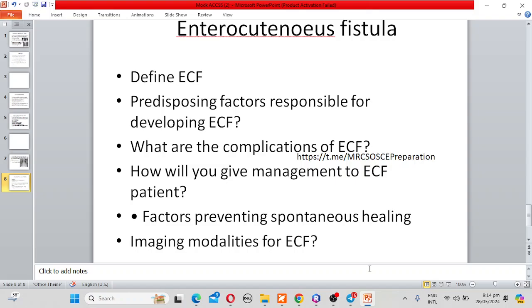Surgical management indication. Okay, we'll come back to this question because this is a new question. Why is this a new question? Because they asked me this question and I didn't know the answer at that time. So just consider that this is a new question.